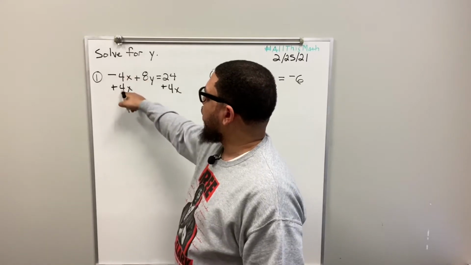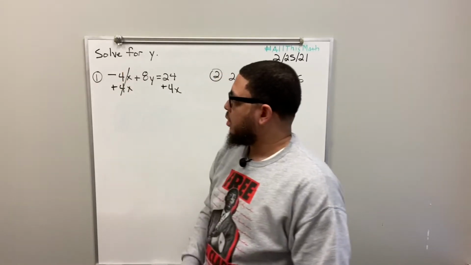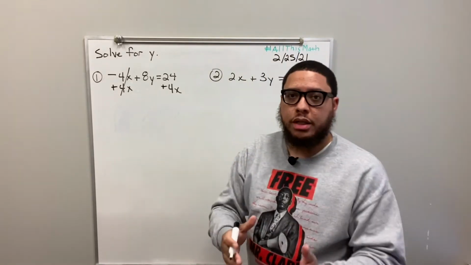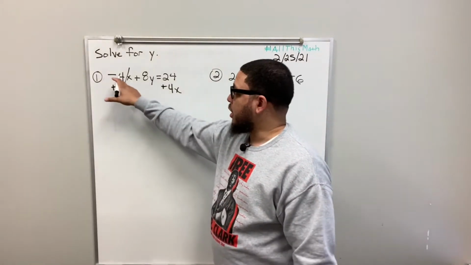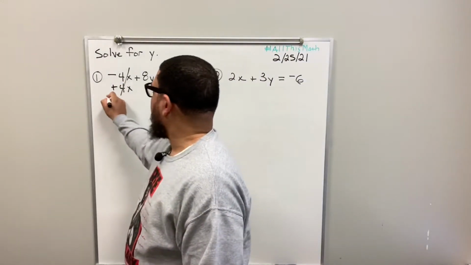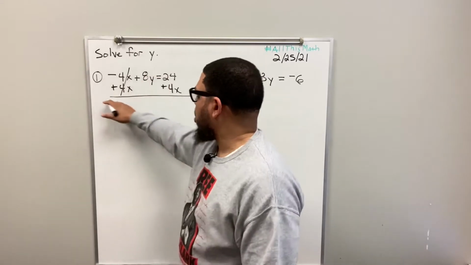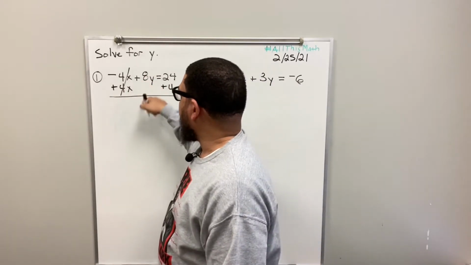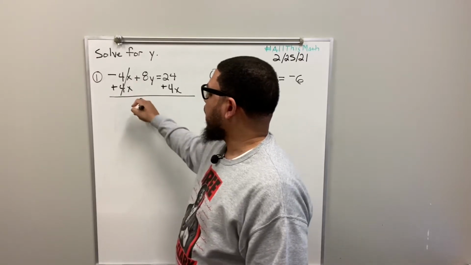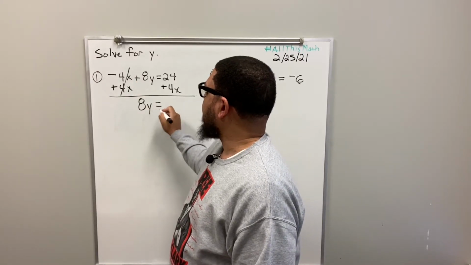Now, negative 4x plus 4x cancels out. They're exact opposites, so they add up to 0, which is what I wanted. Because now that it's a 0, this negative 4x is gone, and I wanted to get rid of that. So now, if you want to, you can draw a horizontal line like that. I just bring the 8y down. The 8y is positive because of that plus sign. I don't need to write the plus sign, though. And then I write the equal sign.